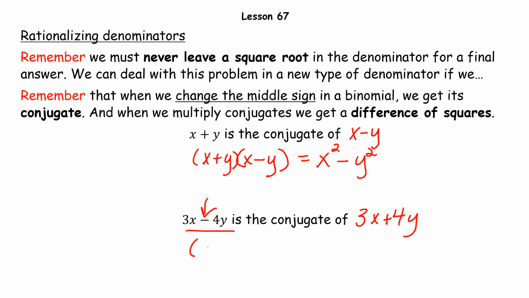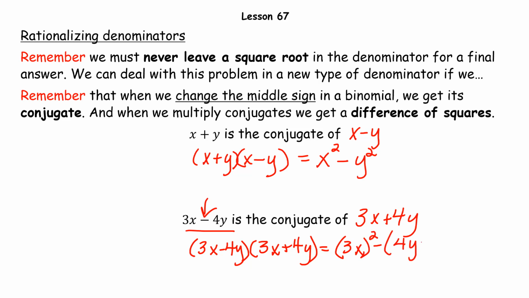And again, if you multiply conjugates, you are going to get a difference of squares. It's going to be the first thing squared minus the second thing squared. Difference of squares, very important, something you'll see on a lot of standardized tests. It's a good thing to remember that the product of two conjugates is a difference of squares. If I multiply this out, I'm going to have 9x squared minus 16y squared.